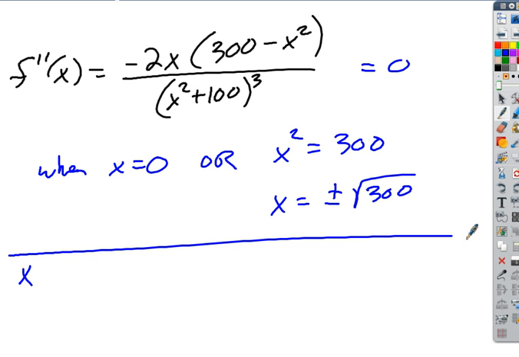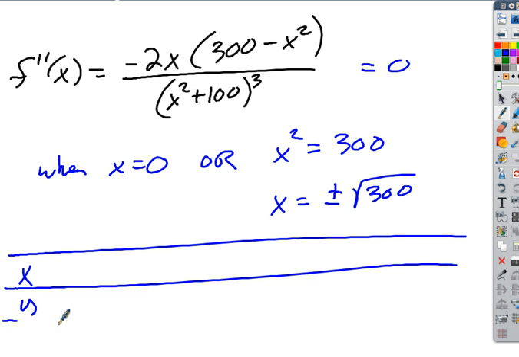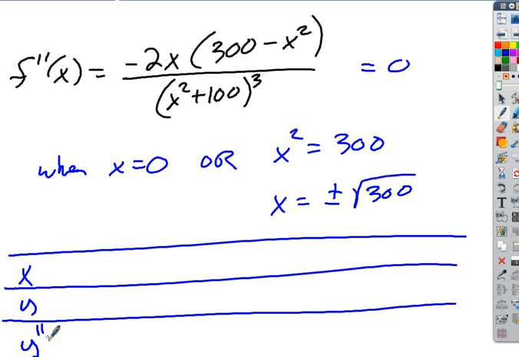So we don't need the y prime row, do we? All we care about is the behavior of the second derivative. We got our three critical numbers. We've got one at zero, at negative the square root of 300, and at positive the square root of 300. Those were zeros of the second derivative. Now we just need to know if those are places where the second derivative is changing sign. So what do we do?